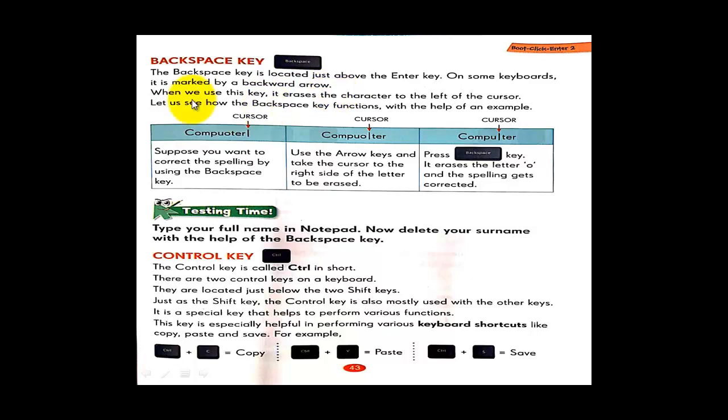That is the backward pointing arrow, the backward arrow. Now when we use this key, it erases a character to the left of the cursor. Let us see how the backspace key functions with the help of an example. Now what we have seen on the delete key is that it erases or deletes the character on the right of the cursor.